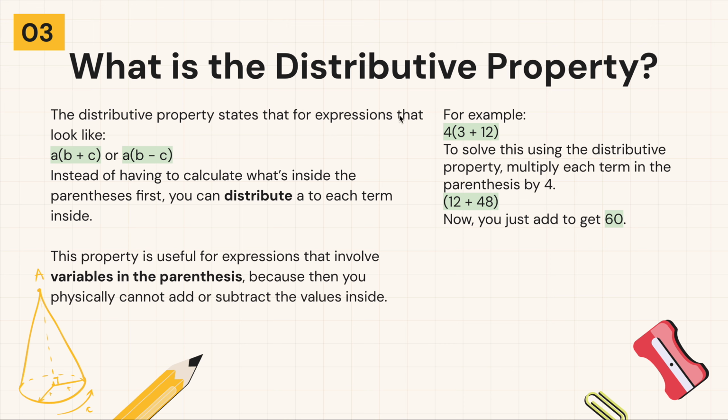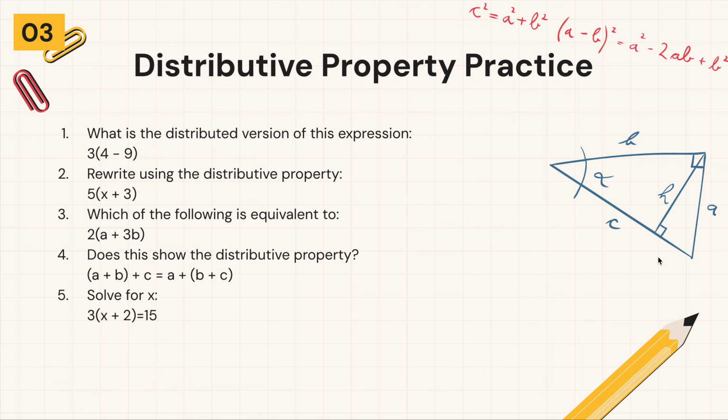So you have 4 times parentheses 3 plus 2. In order to solve this using the distributive property, you multiply each term in the parentheses by 4, right? This is pretty straightforward. So 4 times 3 is 12, and 4 times 12 is 48. So you have this, and then you can add it together to get 60.